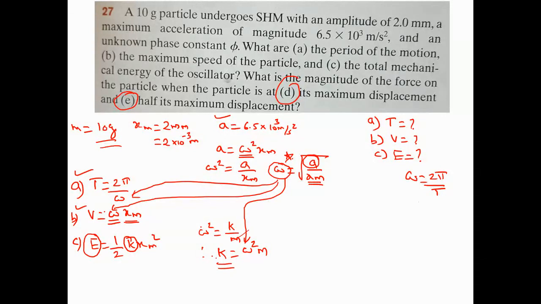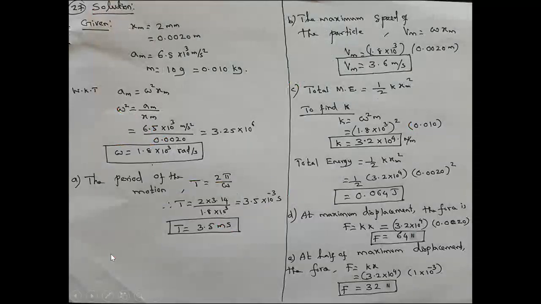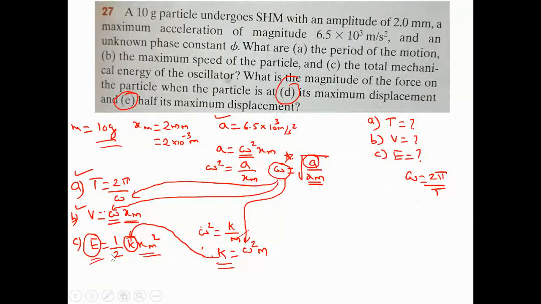Once you get the value of K, take this K and substitute here. Amplitude is already given in the question. You can easily find the total energy. Am I right? Yes. Clear? Clear. Okay, let's come to our fourth question.